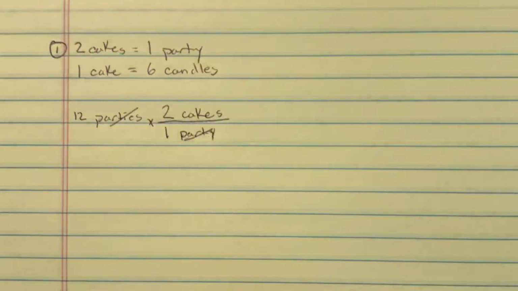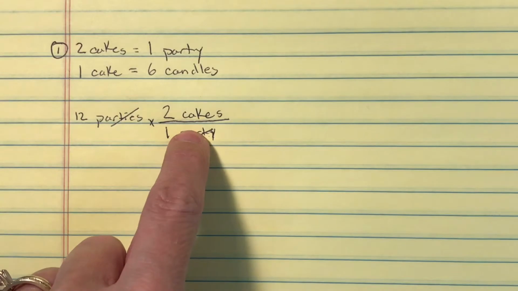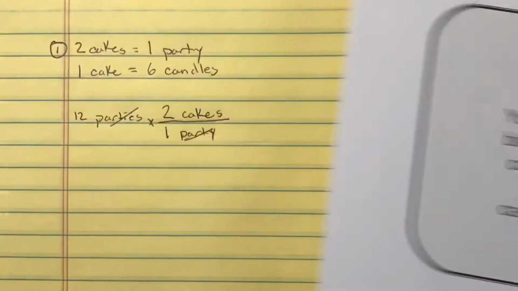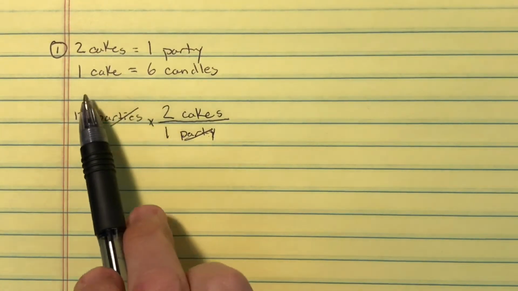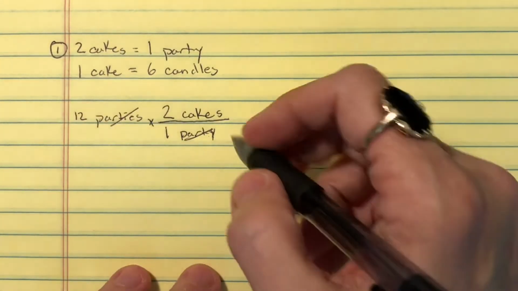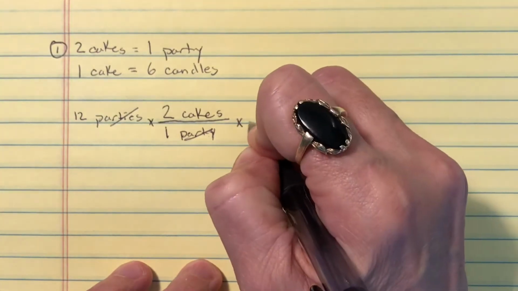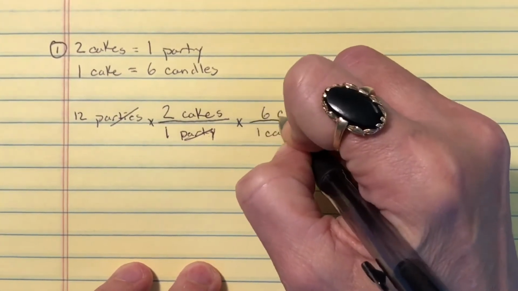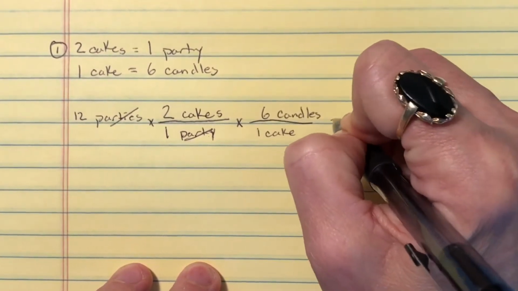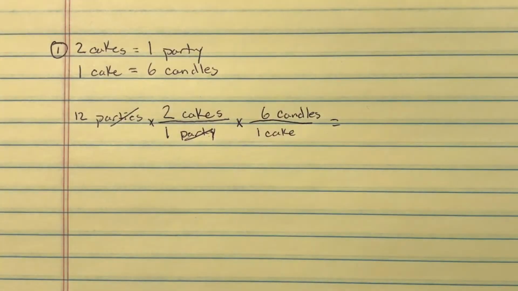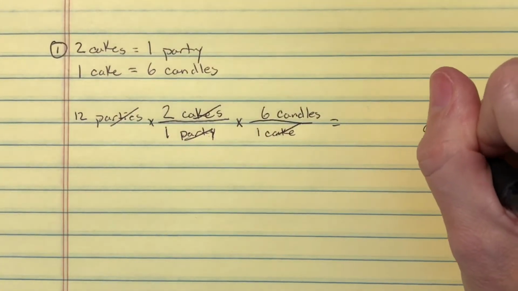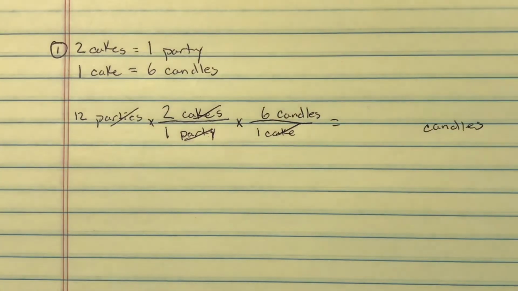I did a math, but the problem is that you are now left with the unit cakes, when in actuality you need birthday candles. So we've got to keep going. Well, good news is that there is a conversion factor here. So again, same principles. 1 cake, 6 candles, and there you go. So when you do this, look at candles. There you go. You did your work.